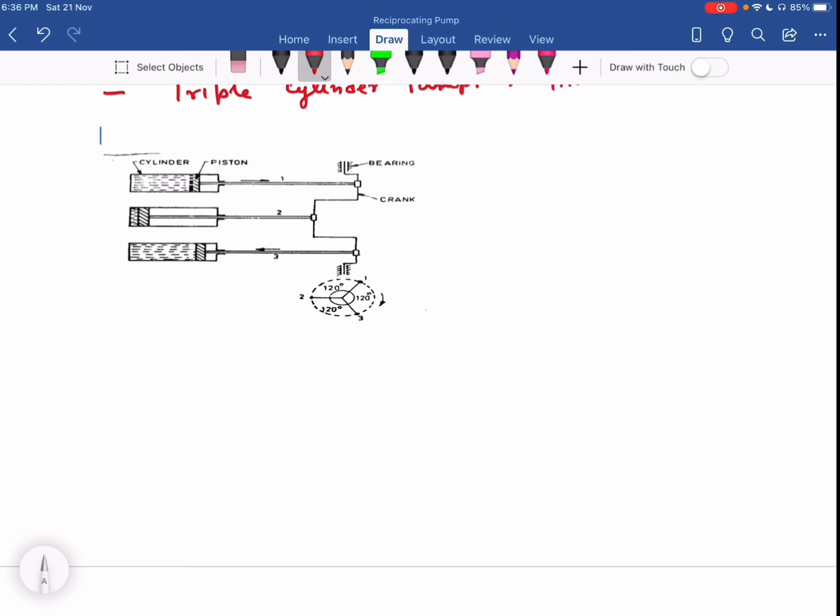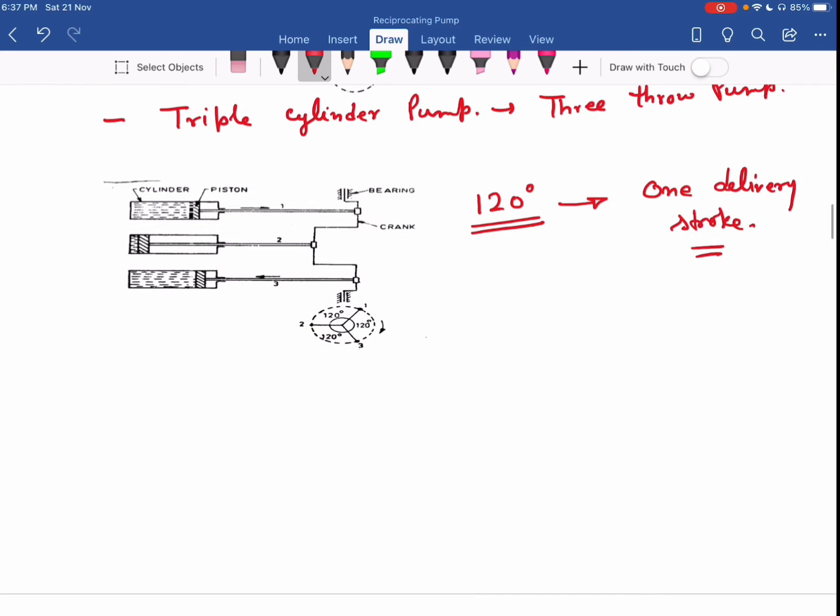Now here you can see the crank is set at an angle of 120 degrees. So for every 120-degree rotation of the crank, we get one delivery stroke. That's why in one cycle we get three delivery strokes, and that's why this pump is called a three throw pump. So this is the triple cylinder pump.